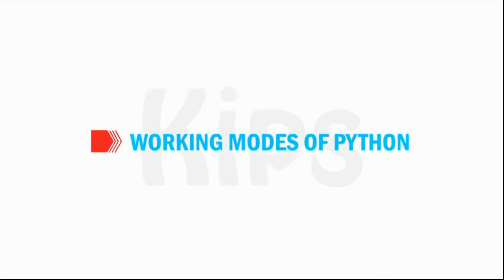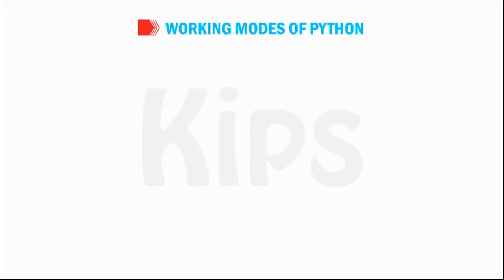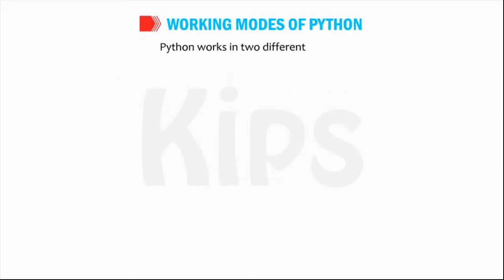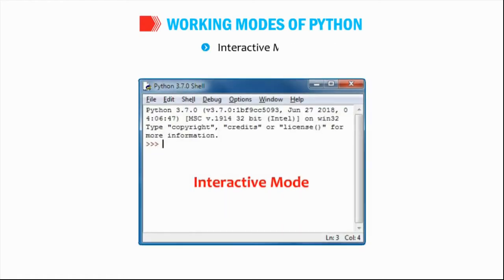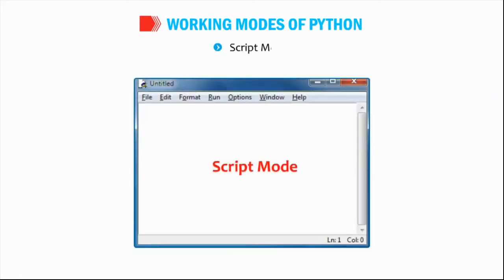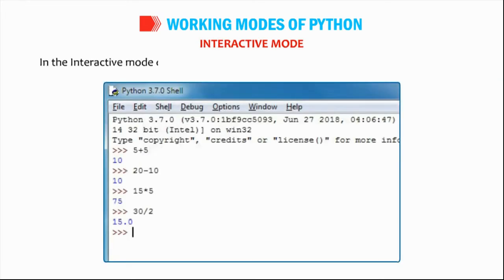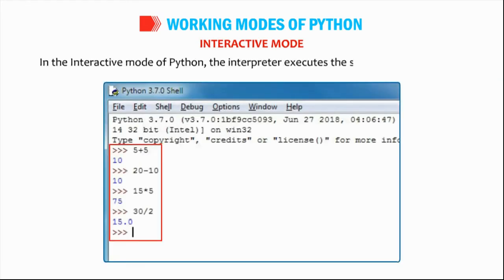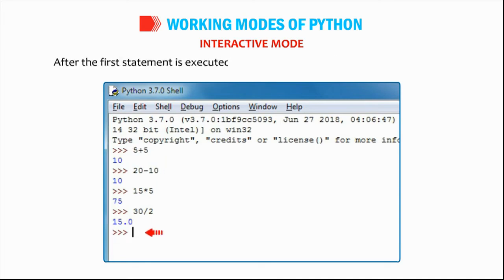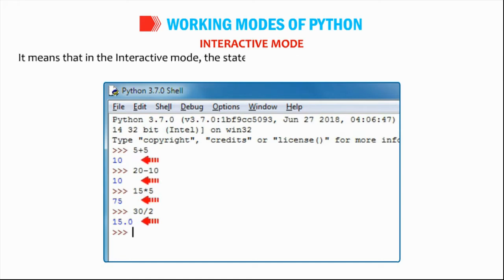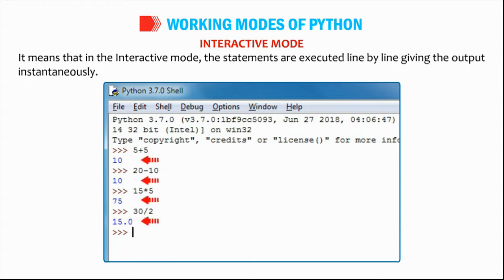Now let's talk about working modes of Python. Python works in 2 different modes: interactive mode, script mode. Interactive mode. In the interactive mode of Python, the interpreter executes the statements one by one. After the first statement is executed successfully, it moves to the next statement. It means that in the interactive mode, the statements are executed line by line, giving the output instantaneously.